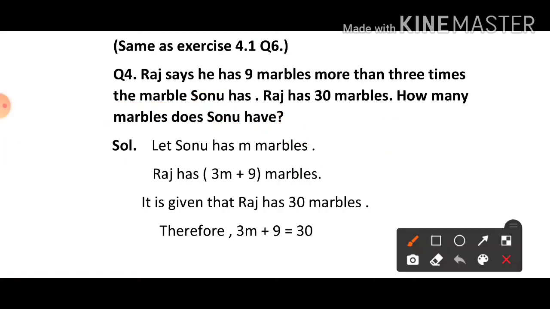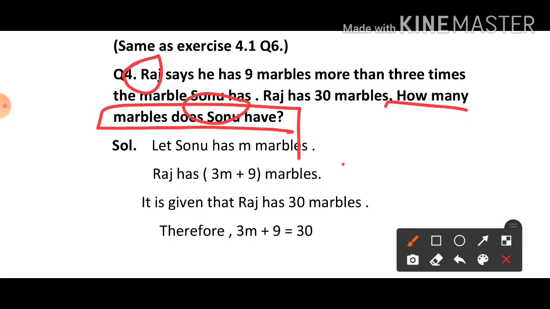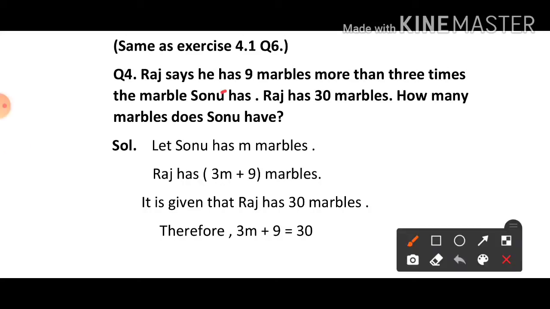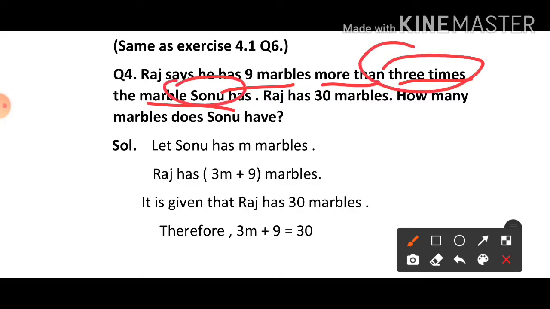As you can see, here 2 names are given, Raj and Sonu. So here one condition is to decide whom we have to take as the unknown number first. As we have to find how many marbles Sonu has, so let Sonu have m marbles. The next condition given is that Raj has 9 marbles more than 3 times the marbles Sonu has. So 3 times the marbles Sonu has, 3 times Sonu means 3m.